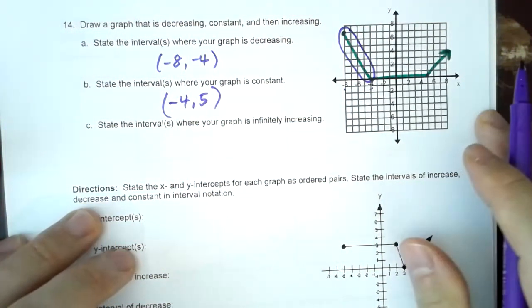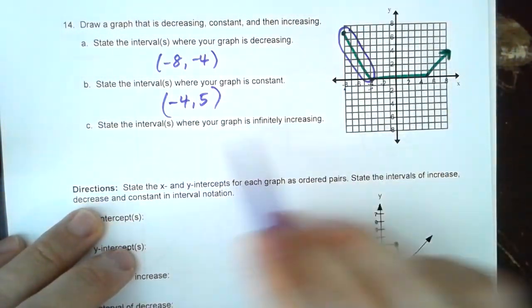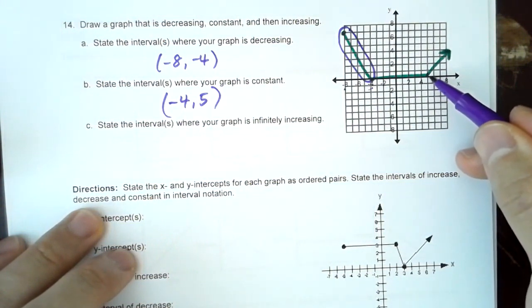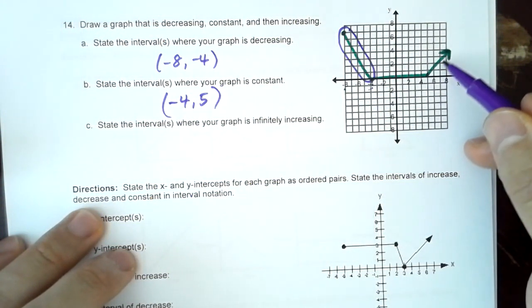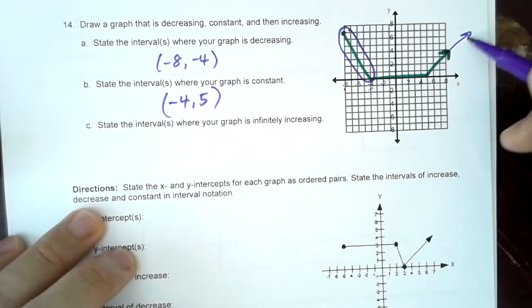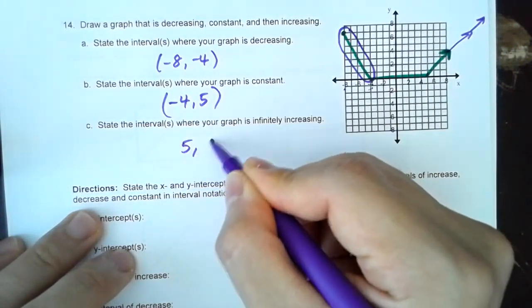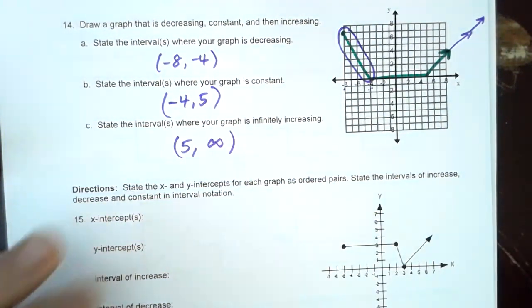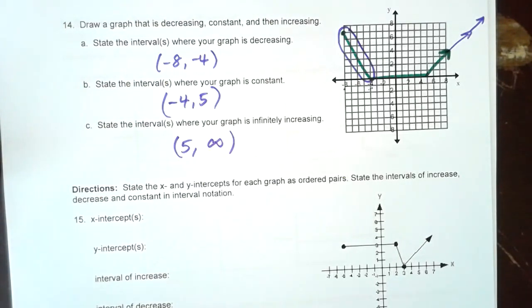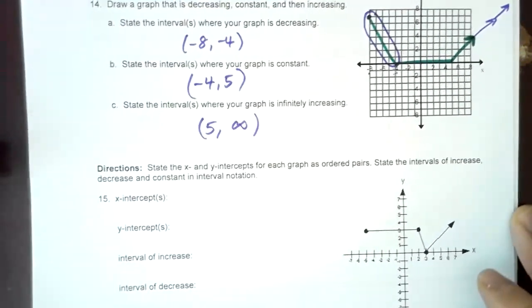Your graph could totally look different if you wanted it to, but this is the graph that I'm using for this example. And then from 5, it increases, and it doesn't stop increasing. It literally increases to infinity. So the interval that it is increasing is from 5 to infinity. We know that it can never touch infinity, but if you were to keep going, it would continue to keep moving.